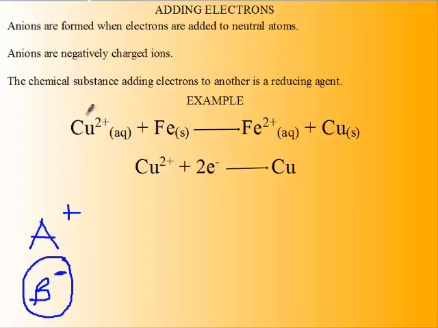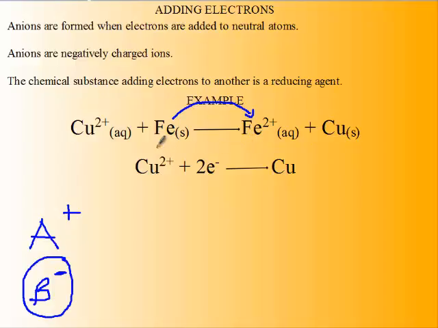Now, in this case, copper was positively charged. Iron was neutral. But as the reaction ended, iron donated 2 electrons to copper, and then iron became positively charged. Okay? Now, at the start of the reaction, copper was positively charged. Copper accepted 2 electrons from iron and became neutral. Iron was neutrally charged, and then iron donated 2 electrons to copper, and then iron ended up being positively charged.